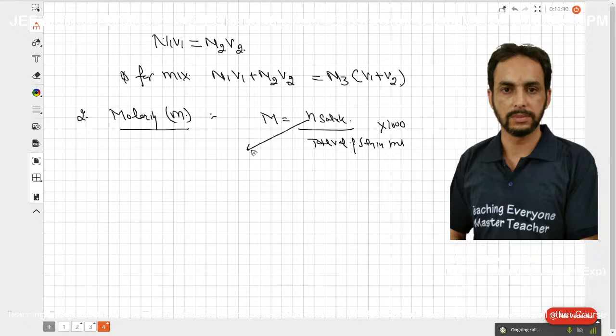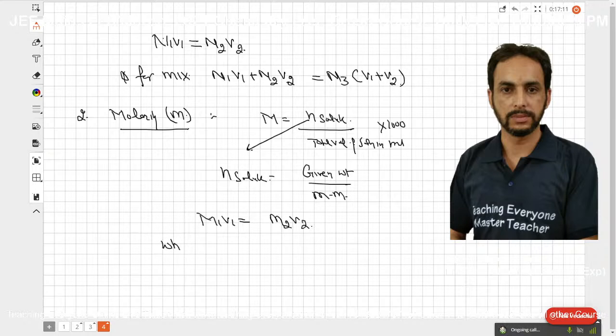Number of moles of any component can be calculated as number of moles of solute equals given weight upon molar mass, or given volume upon total volume, or given number of particles divided by Avogadro number. Like that, we can calculate the number of moles. Then, after calculating the number of moles, we can easily find the molarity. And the molarity equation is M1V1 equals M2V2.